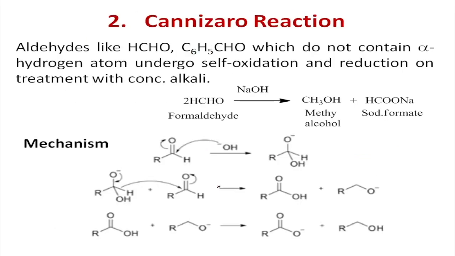Number two, Cannizzaro reaction. Aldehydes like formaldehyde, benzaldehyde, which do not contain alpha hydrogen atoms, undergo self-oxidation and reduction on treatment with concentrated alkali. Since there is no alpha hydrogen, as products you get an alcohol and a sodium formate or an alkali formate.